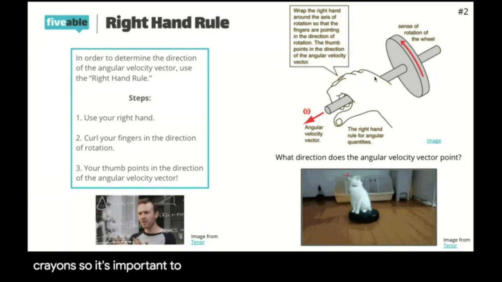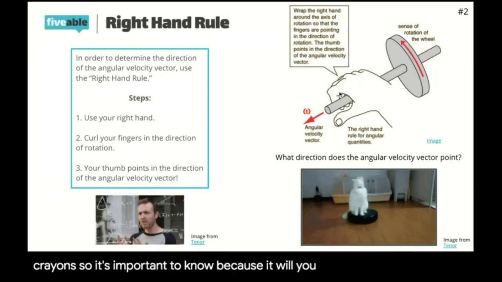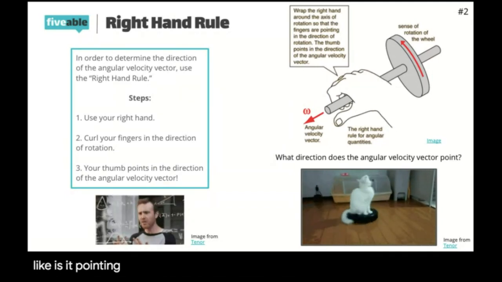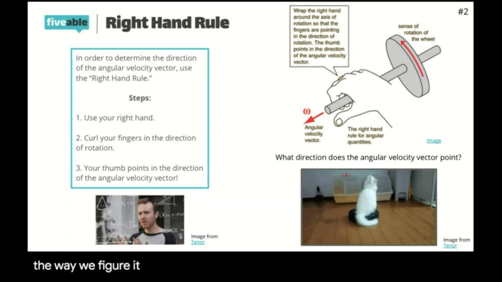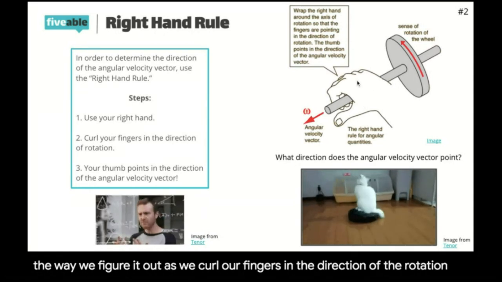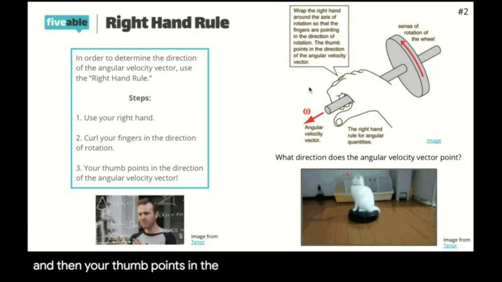So it's important to know because the test will ask you, like, is it pointing into the paper or out of the paper or what's going on? And so the way we figure it out is we just curl our fingers in the direction of the rotation, and then your thumb points in the direction of the vector.